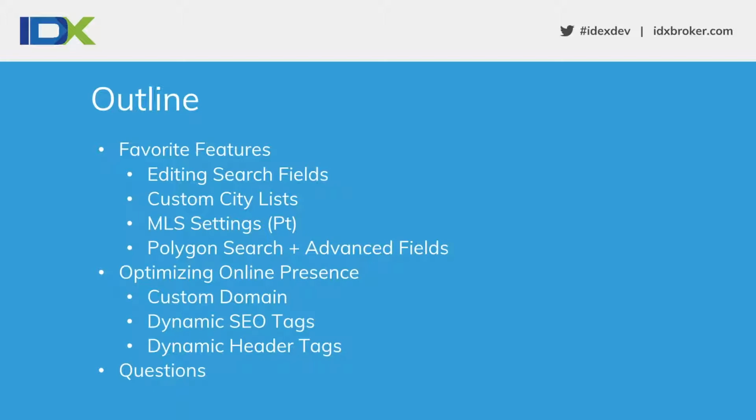And then also going over the polygon search option, in addition to using the advanced fields for filtering options. Those are probably some of my favorite things, and I get asked a lot of questions about whether that's possible. We're also going to be going over some of the ways you can optimize your online presence. There are a number of things you can do to optimize your SEO rank using our products.